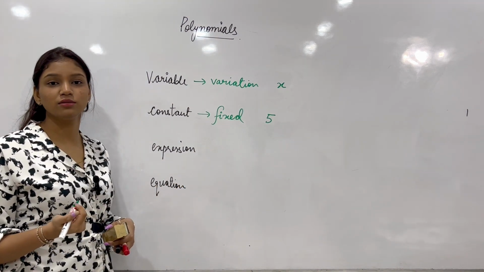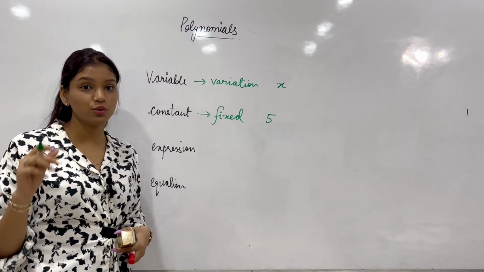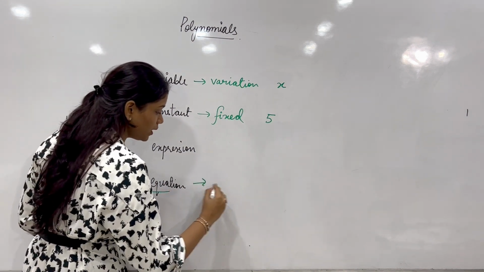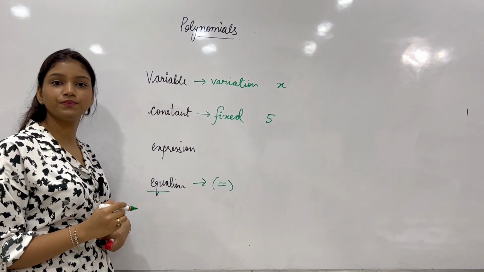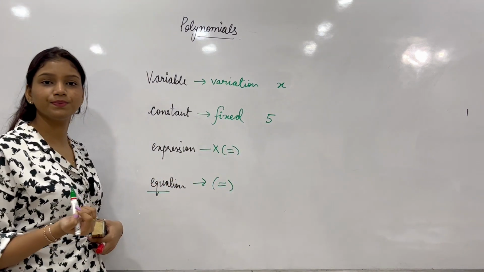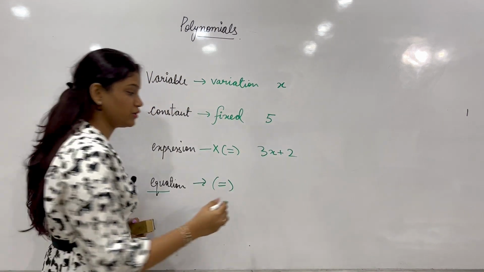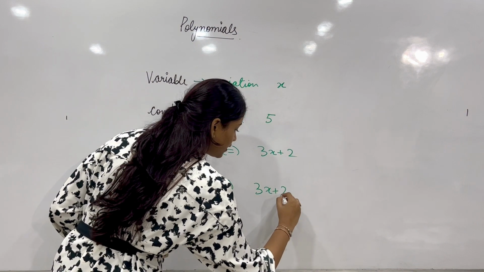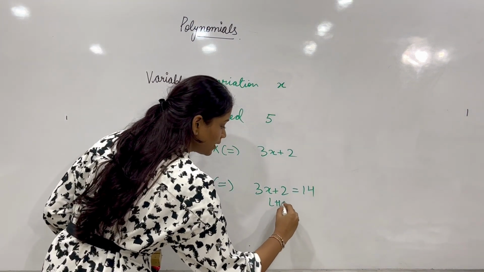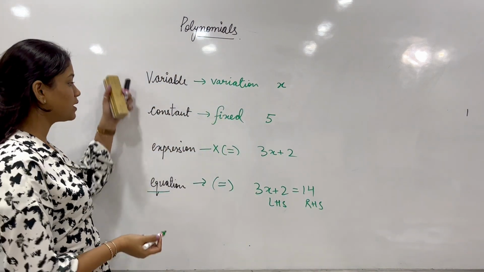Expression and equation. These are two terms which are usually used together, but they do have a difference. Now, what is the difference? Equation will have an equal to. However, expression does not require an equal to. If I write 3x plus 2, it is an expression. As soon as I write 3x plus 2 is equal to 14, it becomes an equation which has an LHS and an RHS.